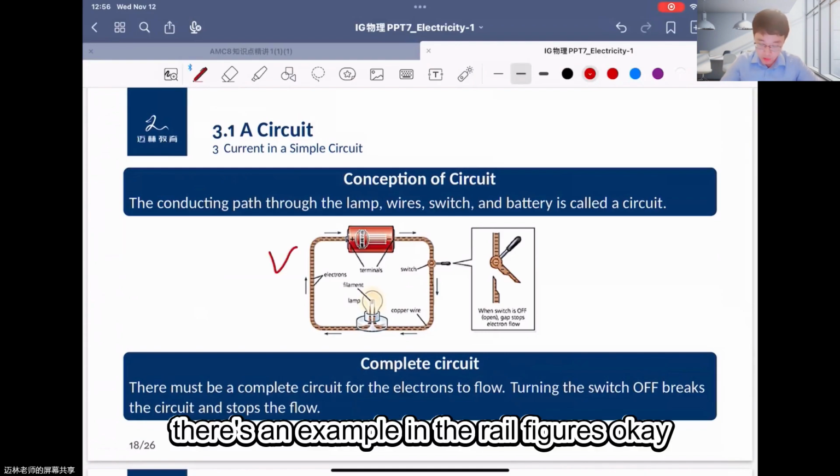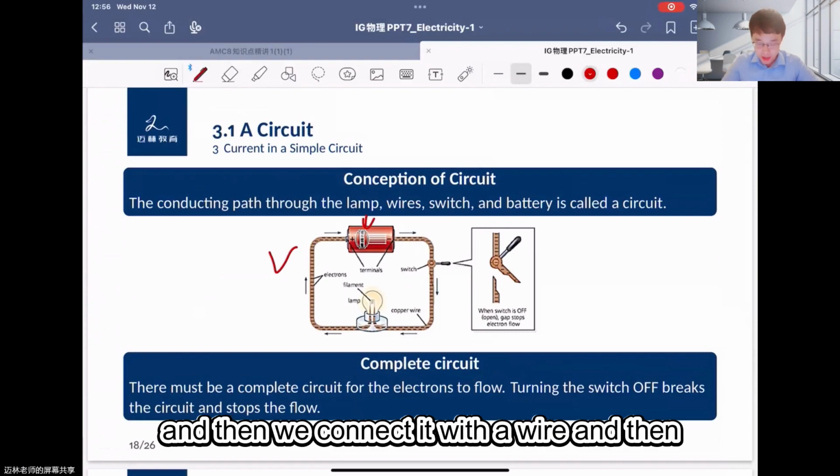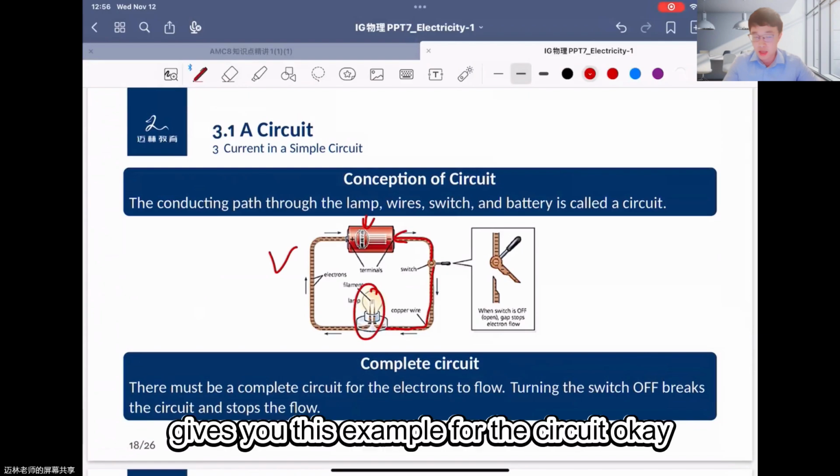There's an example in the real figure. Here we first put a battery, and then we connect it with a wire, and then connect it with a lamp, and then back to a switch, and then to the battery. I give you this as an example of a circuit.